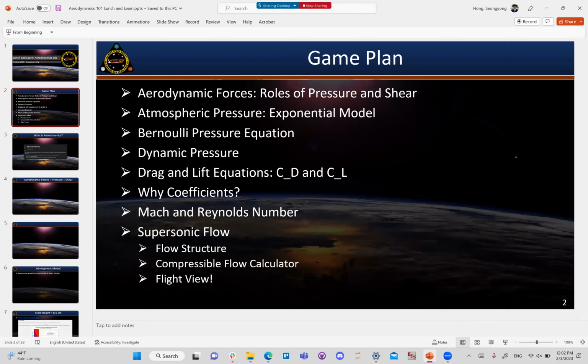So here's the game plan. First, I'll talk about what aerodynamic forces are, where they come from. And one of those components is actually pressure, spoiler. And so I'll talk about pressure, how that varies within the atmosphere. And then I'll talk about the Bernoulli pressure equation, which describes different types of pressure that we're dealing with. One of them is called dynamic pressure, and this tends to affect drag and lift quite heavily. So I'm going to talk about drag and lift.